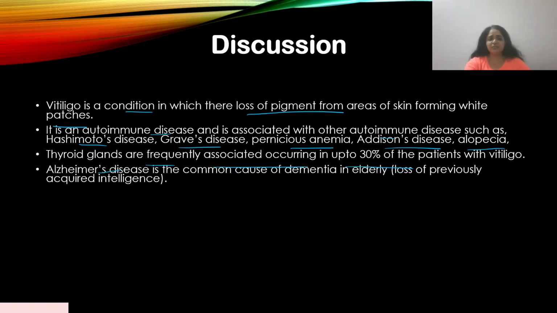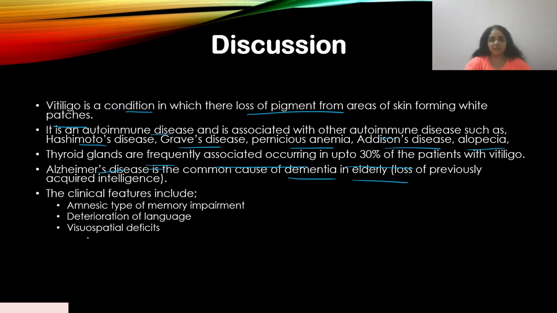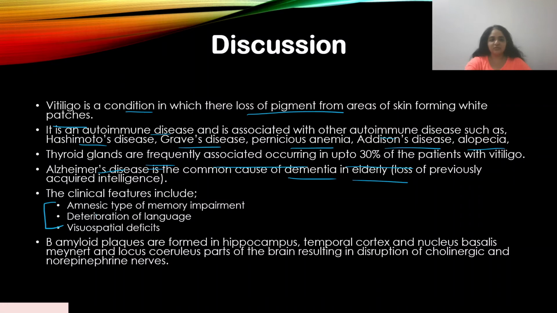Now, Alzheimer's disease, I'm sure you're aware of this. We discussed it in neural control and coordination. Alzheimer's disease is the common cause of dementia in elderly people, and the clinical features are these three: amnesic type of memory impairment, the deterioration of language, and visuospatial defects. Beta amyloid plaques are formed in the hippocampus, temporal cortex, nucleus basalis, and locus ceruleus parts.